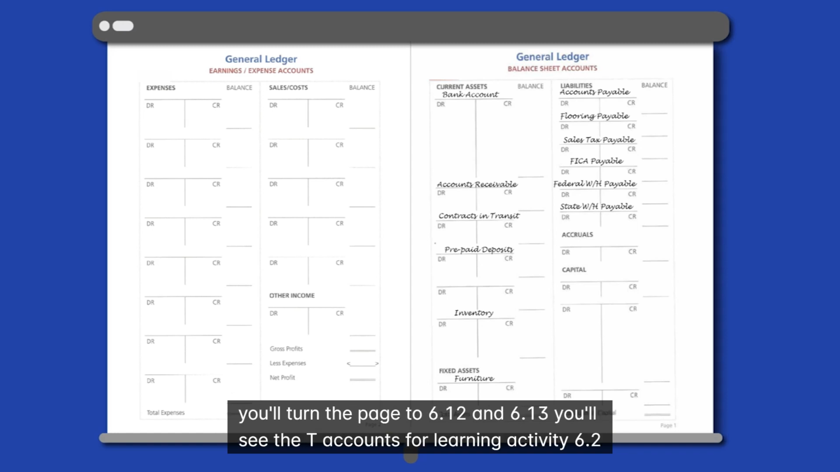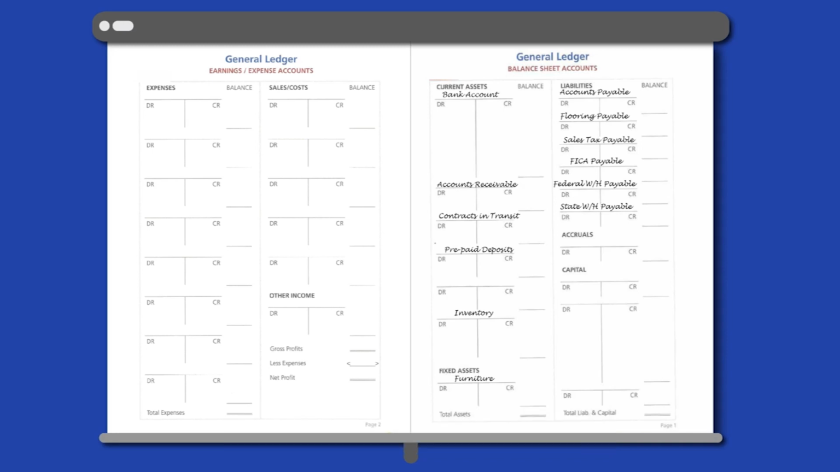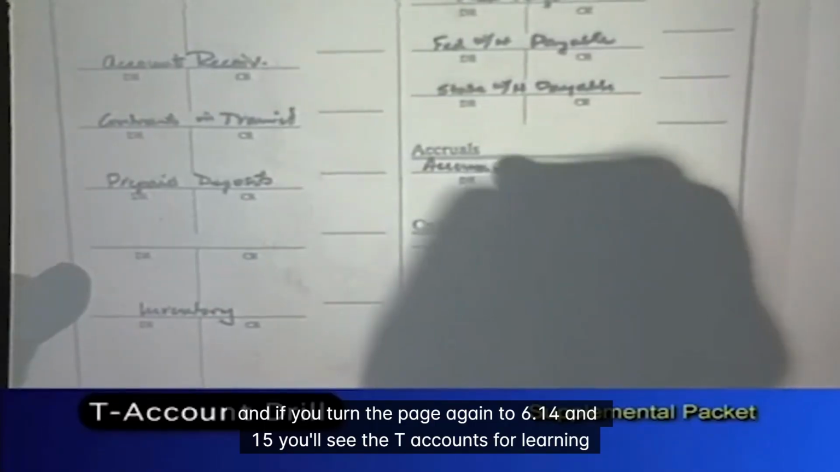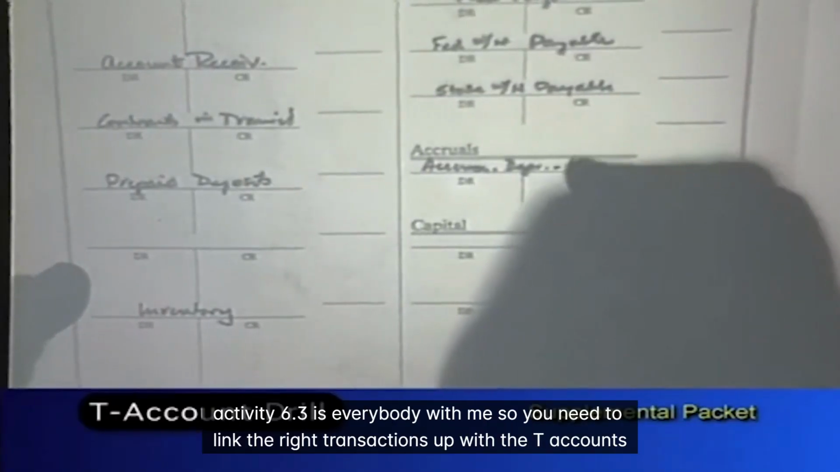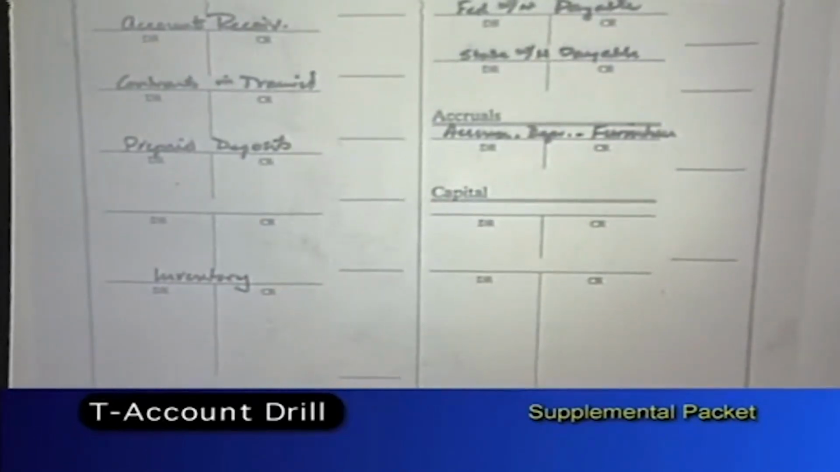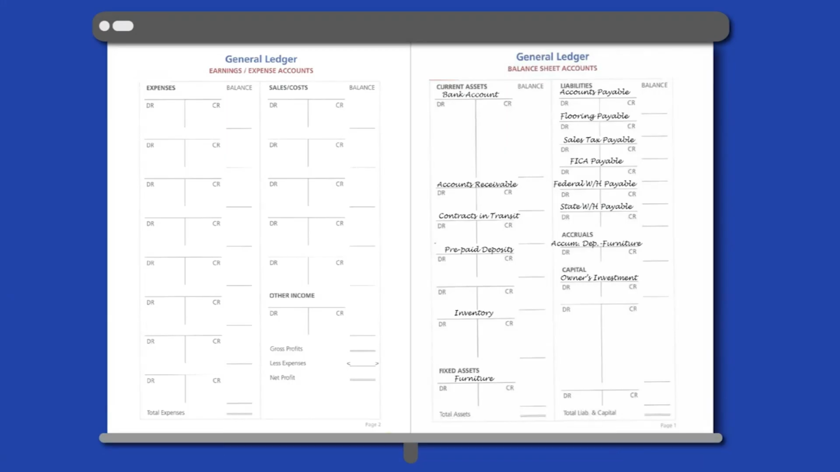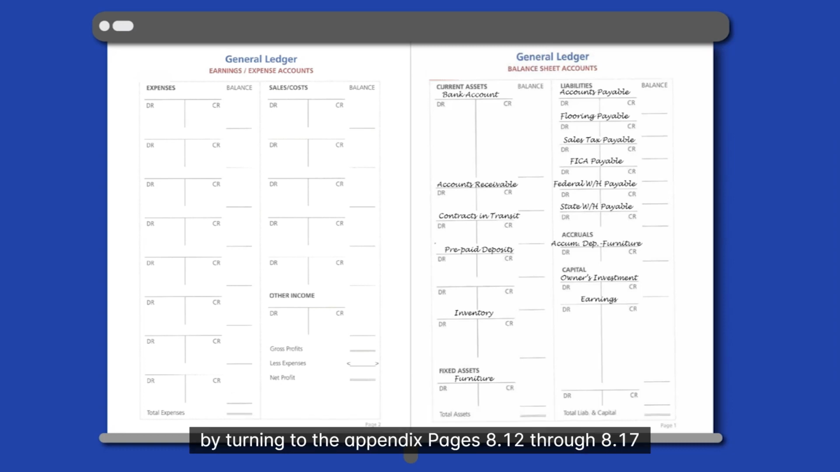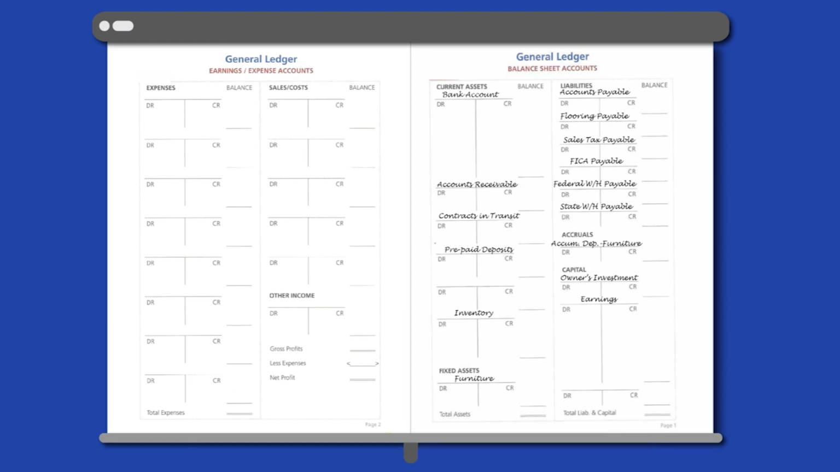Okay, under the accruals, what account will we have? That's right, accumulated depreciation, furniture. The capital account, this is a proprietorship, so we're going to have an owner's investment. We're going to have earnings. And we'll have what? Owner's drawing.